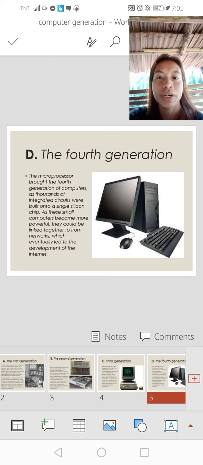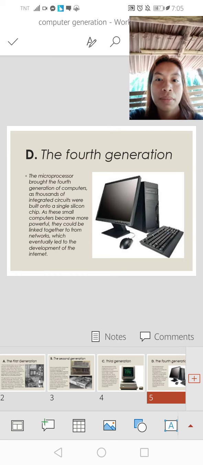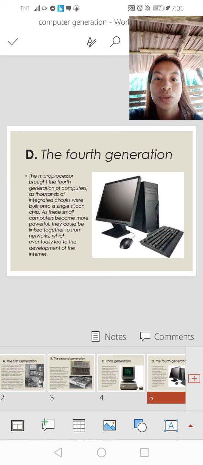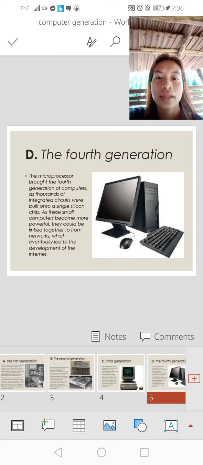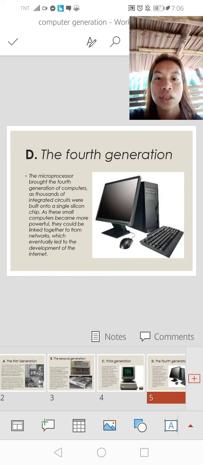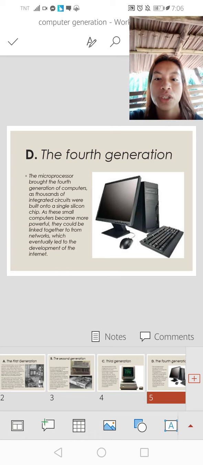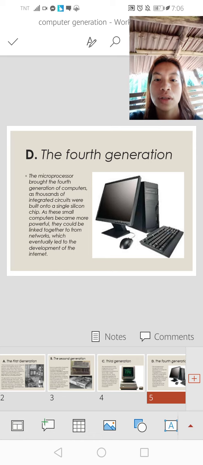The fourth generation computer. The microprocessor brought the fourth generation of computers, as thousands of integrated circuits were built onto a single silicon chip. As these small computers became more powerful, they could be linked together to form networks, which eventually led to the development of the internet.